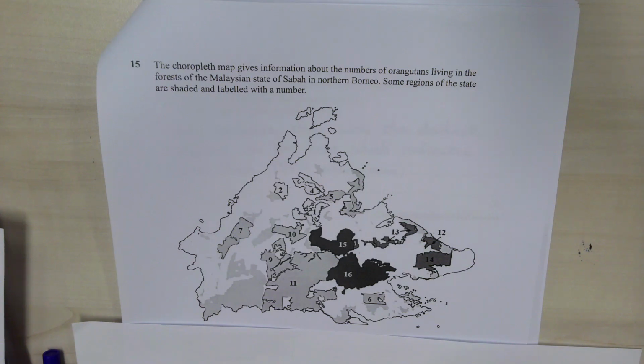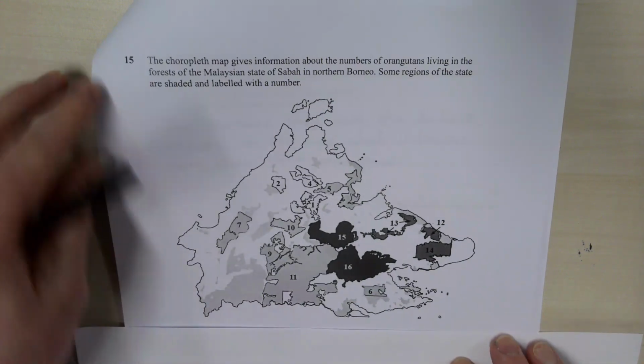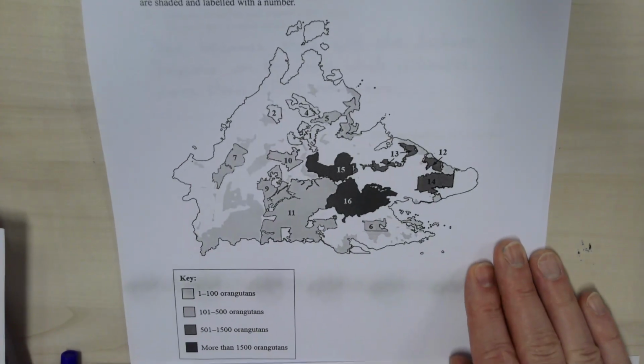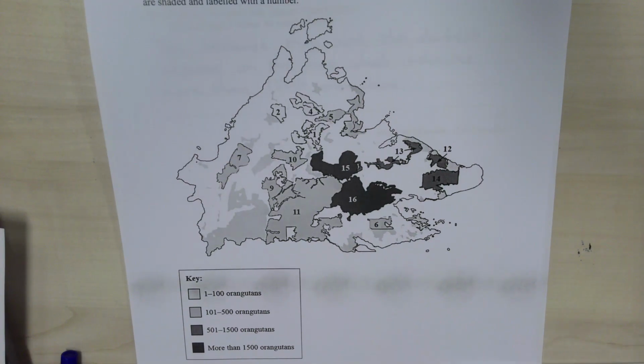Finally, looking at question 15, we're told that the chloropleth map gives information about the numbers of orangutans living in the forests of the Malaysian state of Sabah in northern Borneo. Some regions of the state are shaded and labelled with a number. Now that has been clearly shown there, and we've got the key here which we can use to analyse the map that they've given us.